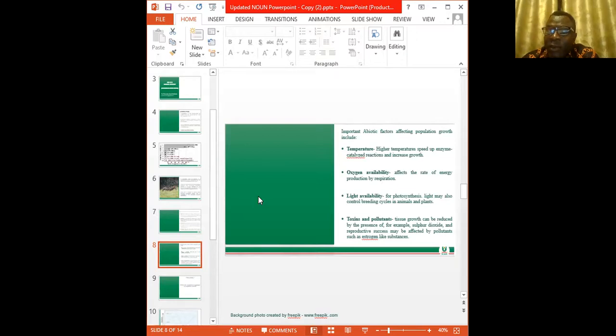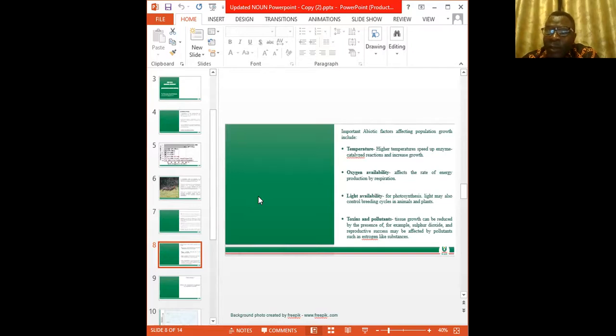We also have oxygen availability, whether dissolved or atmospheric, and this affects the rate of energy production by respiration, either in humans or in plants, and so on and so forth. Even aquatic biota are also affected by dissolved oxygen. Light availability, especially for plants, is quite needed for photosynthesis to take place. This controls breeding cycles, so know that light controls breeding cycles in animals, and also in plants.